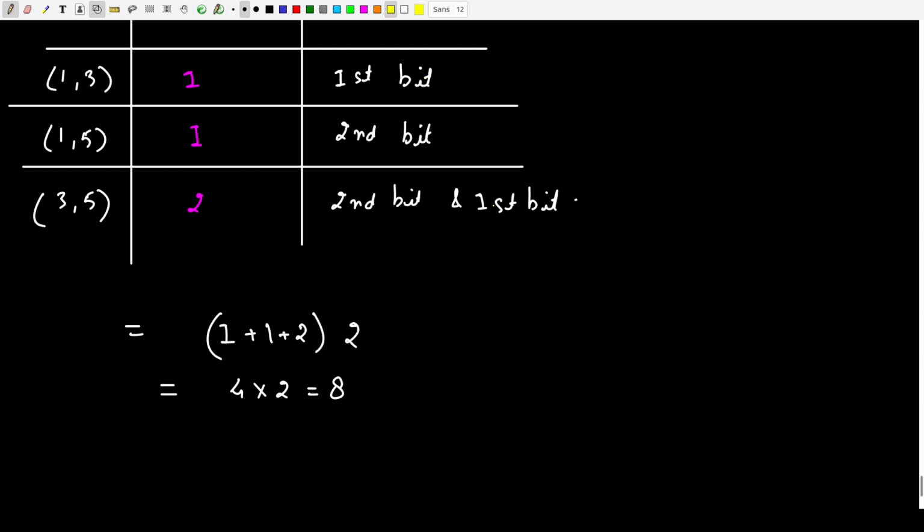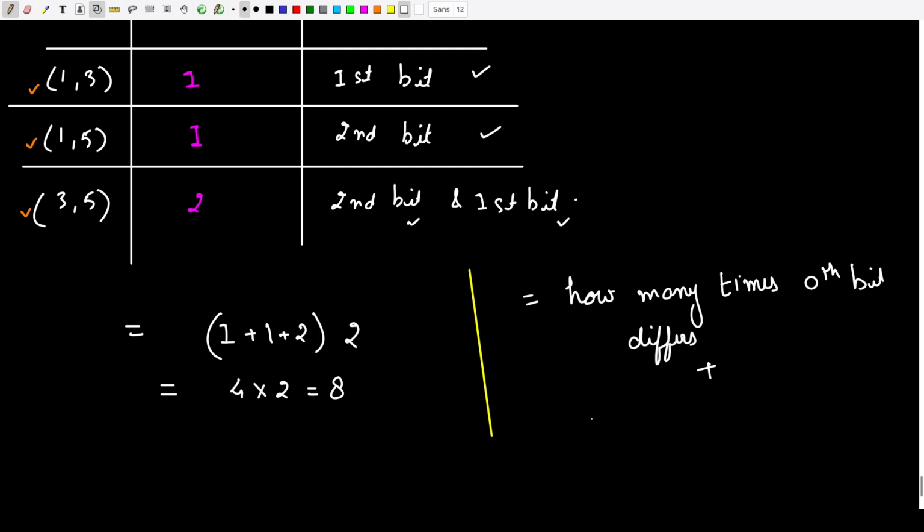The other way of looking at the same problem is, rather than operating on all pairs, we are going to check the bits at which the pairs differ. So for instance, these are the distinct pairs which we have, right? This pair 1 comma 3 differs on the first bit. 1 comma 5 differs on the second bit, 3 comma 5 differs on the second bit and first bit. So the sum over all pairs will also be equal to how many times the 0th bit differs plus how many times the first bit differs plus how many times the second bit differs. If we add the values of all these bit differences, then also we will get the same output.